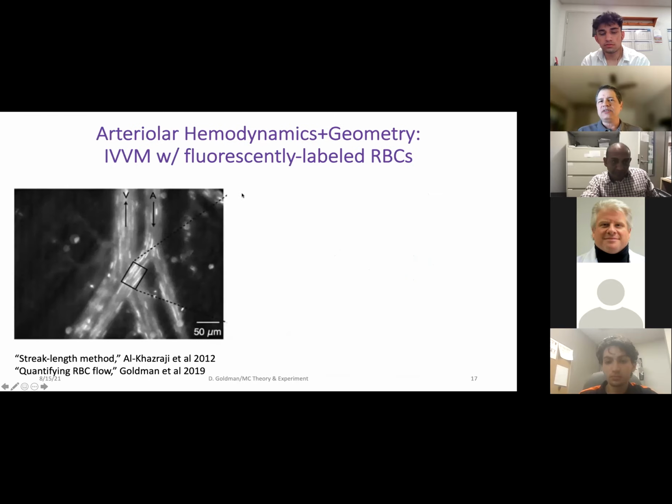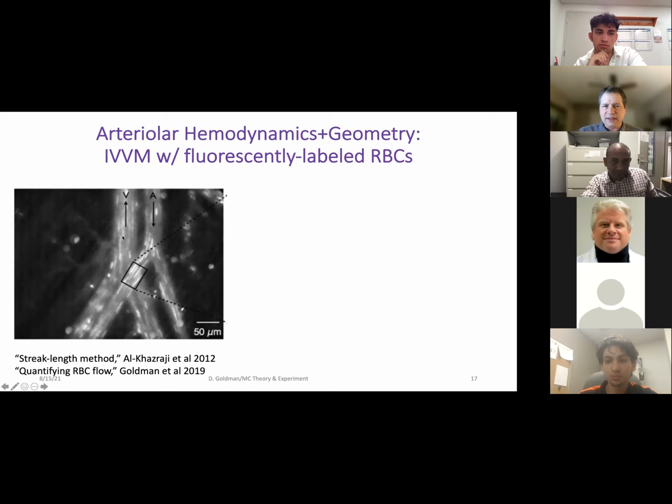And then you can do a similar thing in arterioles. Now, in capillaries, you have single cell flow, so you can watch those red cells go through. In arterioles, you could have in the cross section, tens of red cells, and you can't really watch individual ones go through. But if you label a small fraction of red cells, I think it's like 2% or something, then you can look through the microscope and you can watch streaks go.